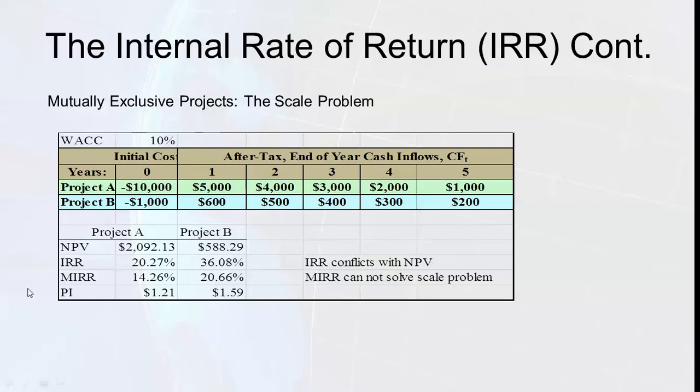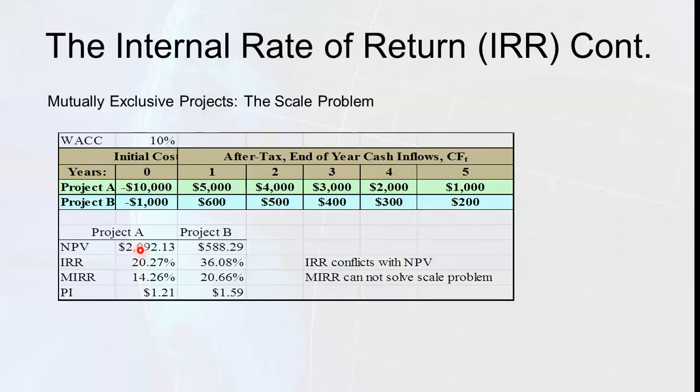If you look at internal rate of return on these two projects, we have 20.27% for project A and 36.08% for project B. Now we have the conflict. As I mentioned earlier, generally NPV and IRR rules give the same decision. But in this case, we have conflicting results.